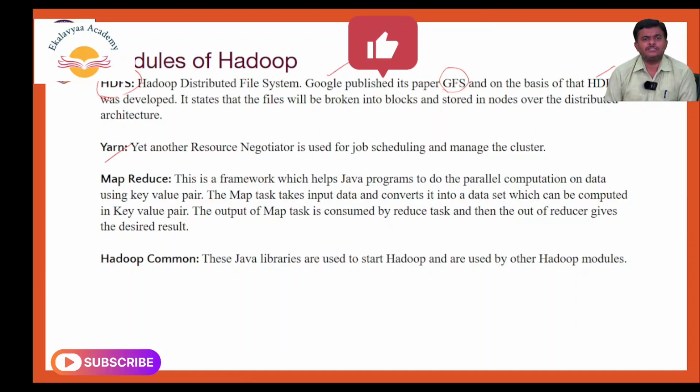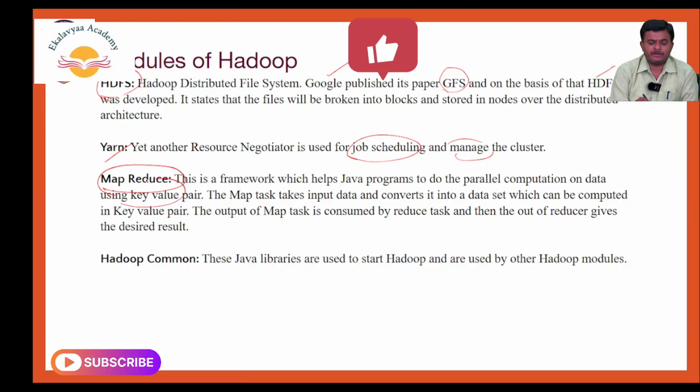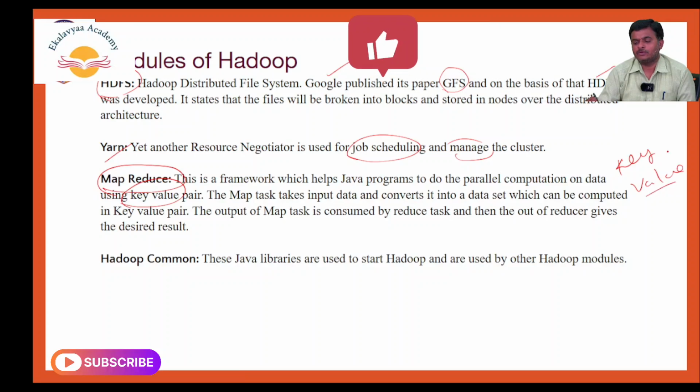Next thing, YARN, Yet Another Resource Negotiator, is used for job scheduling and managing the cluster in the Hadoop system. Another module is MapReduce. This is a framework which helps Java programs do parallel computation on data using key-value pairs. In MapReduce, the main focus is on key and value. This is a pair which is generated using the MapReduce program.